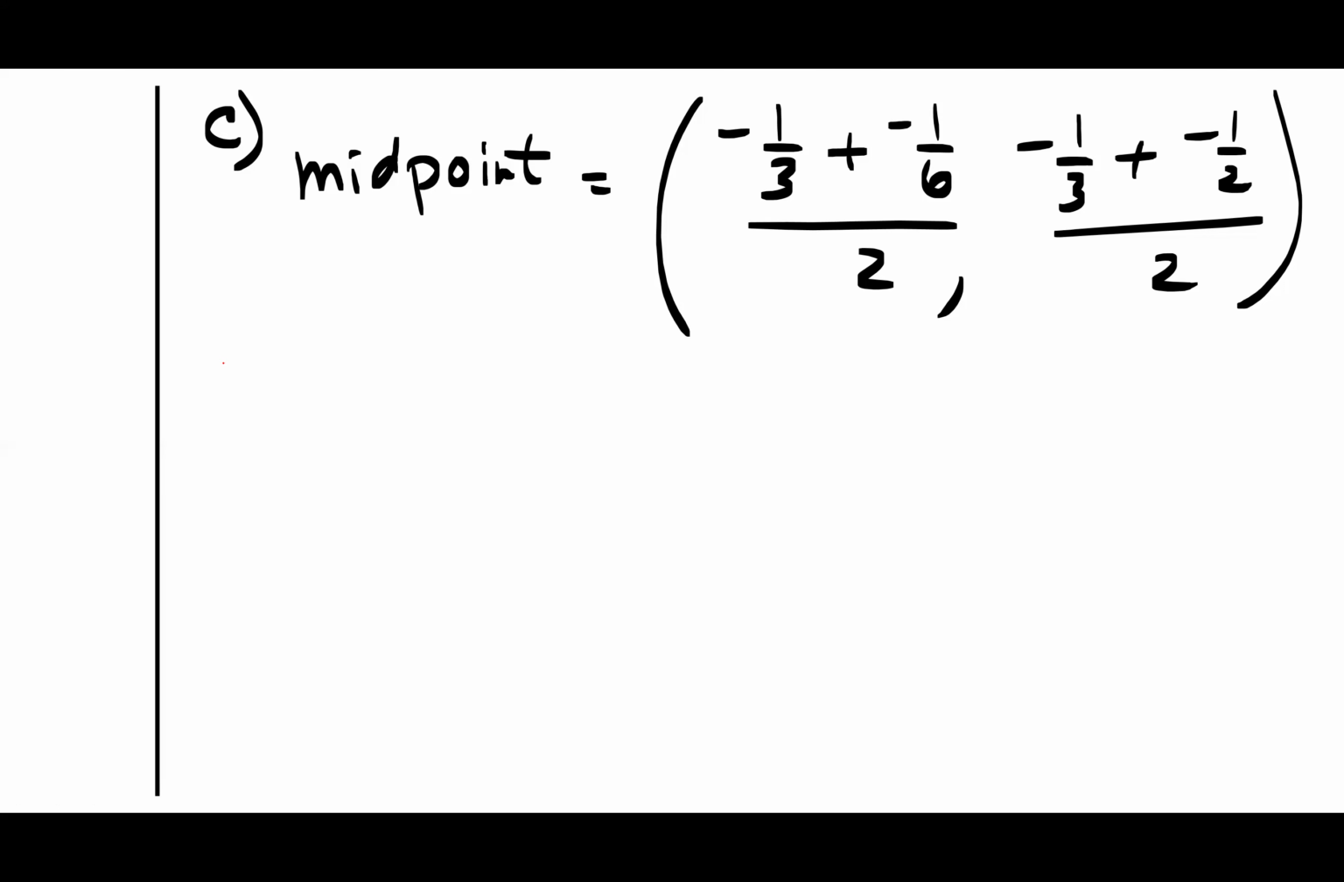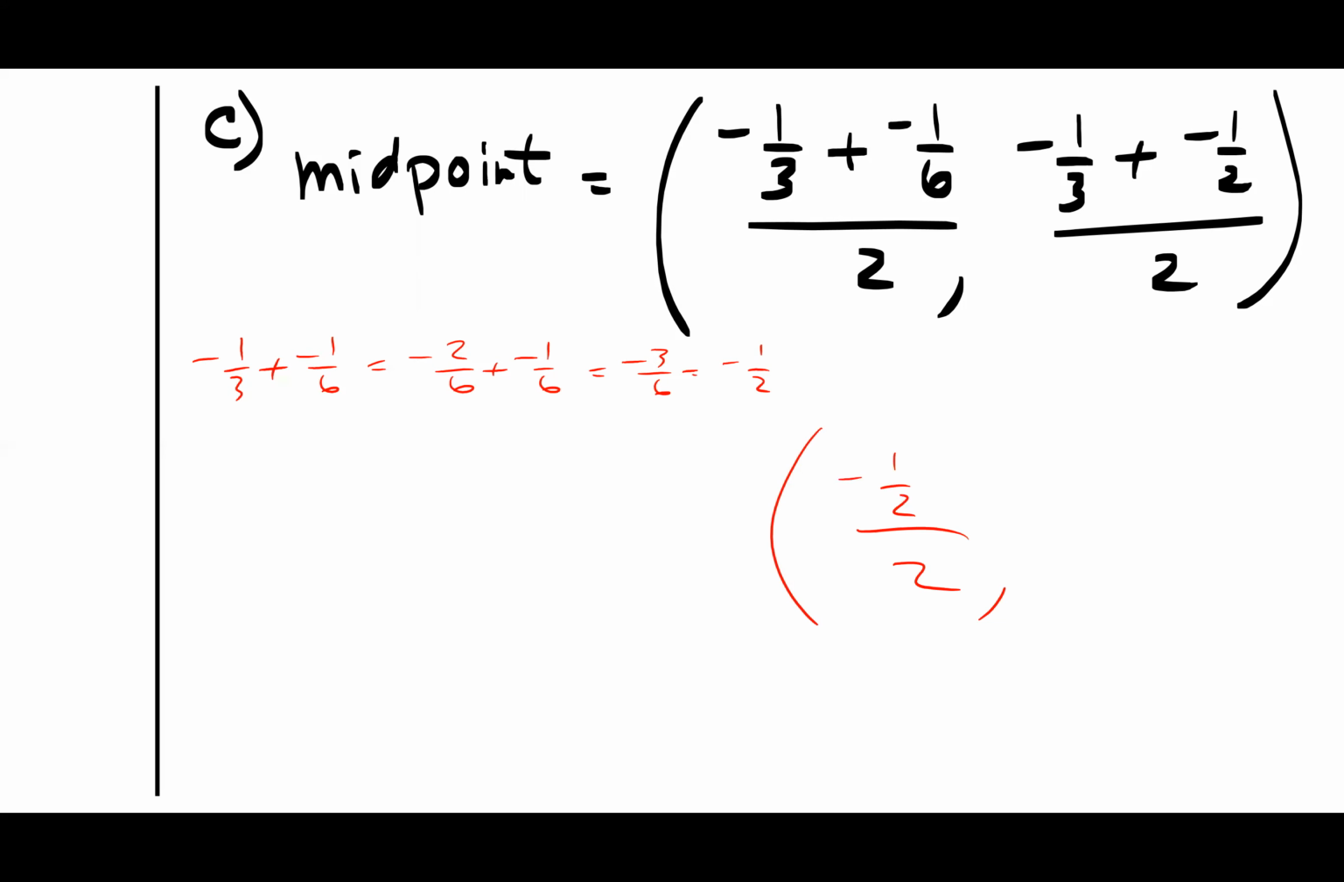So off to the side, maybe -1/3 plus a -1/6. Common denominator is 6. All right, -3/6, which is a -1/2. Are we good there? Okay, so I got that piece. So now I have a -1/2 divided by 2.